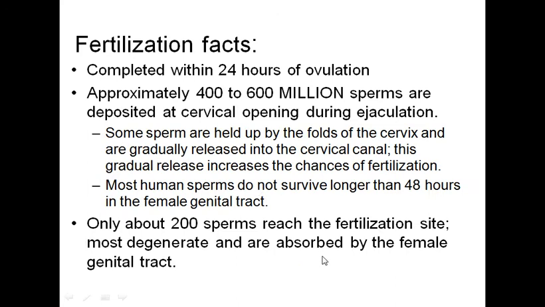Now let's talk about a few facts regarding fertilization. It gets completed within 24 hours of ovulation, and approximately 400 to 600 million sperms are deposited at the cervical opening, which we studied in the early slides. The region is the external os, right? So on ejaculation, 400 to 600 million sperms get deposited at the external os, right?